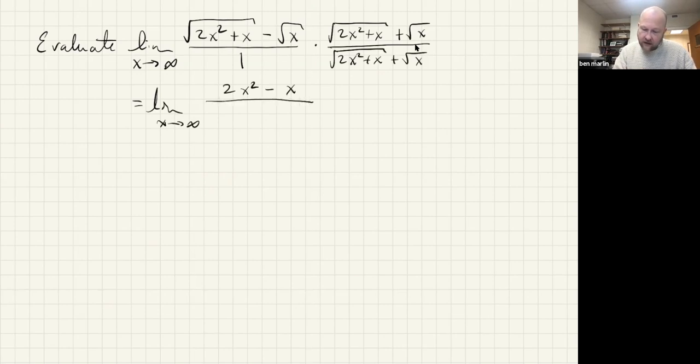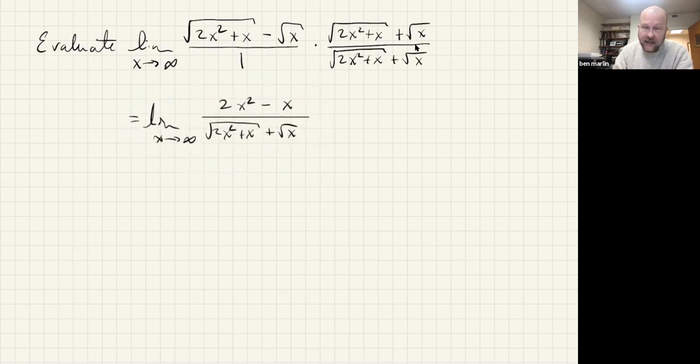And your denominator will have this square root of 2x squared plus x, and then plus a square root of x. Now, as x is going to infinity, that numerator is going to infinity, and so is that denominator. So it seems like we're still stuck. But one of the things I'm always trying to do, I'm trying not to work the easy problems for y'all, but rather to show you ones that have a couple of steps in them.